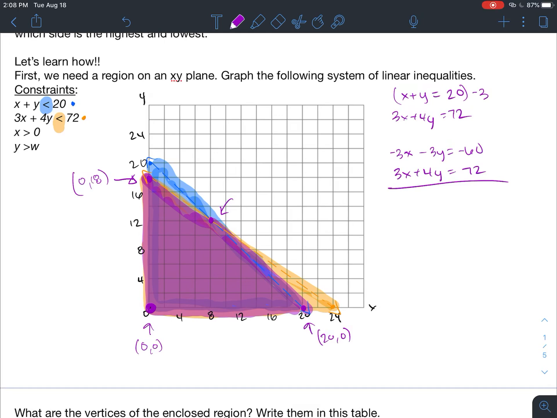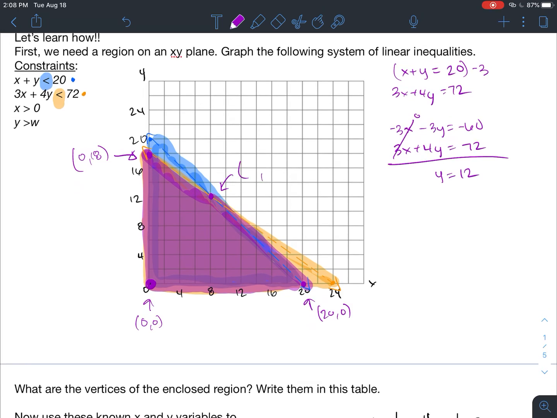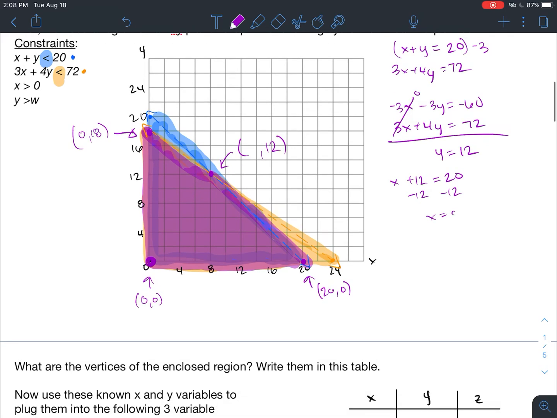Now let's go ahead and add. So we eliminate our x variable, and then we're just left with y is equal to, well, the difference between 72 and 60 is 12. So we know that our y value is 12, and now we just need to plug that 12 into one of our original equations. I'm going to plug it into the first equation. So x plus 12 is equal to 20, minus 12, minus 12. So x is equal to 8.